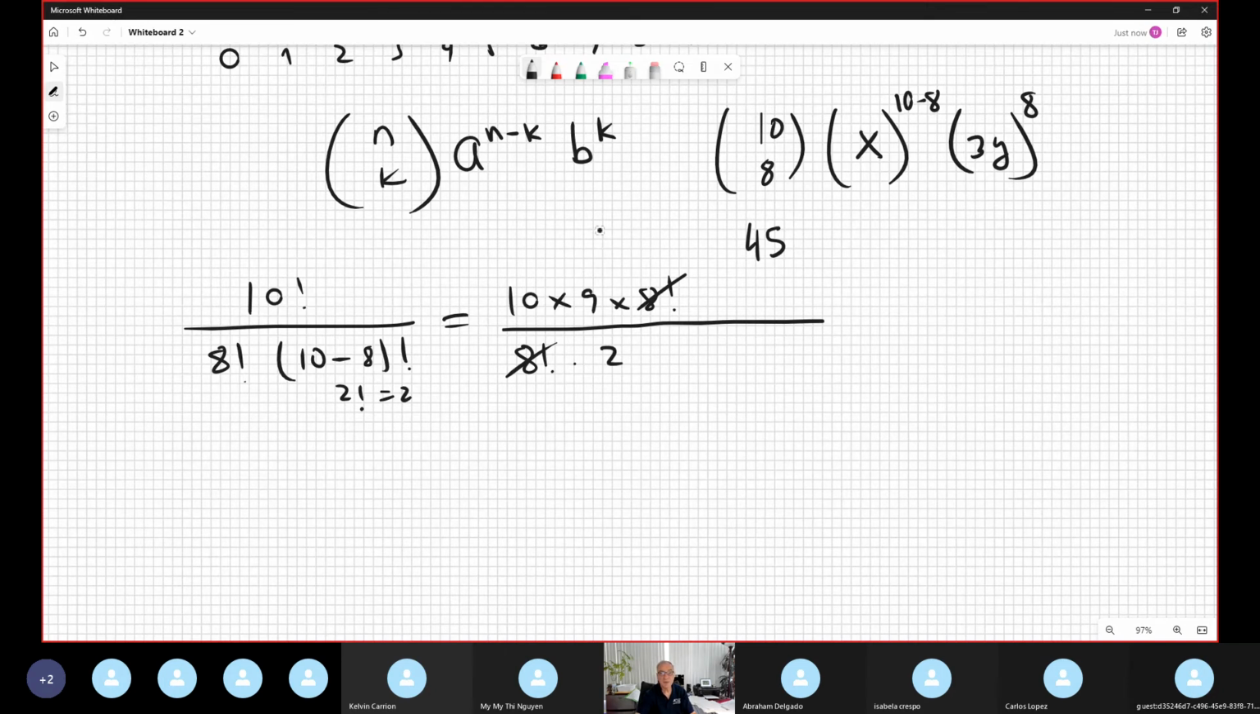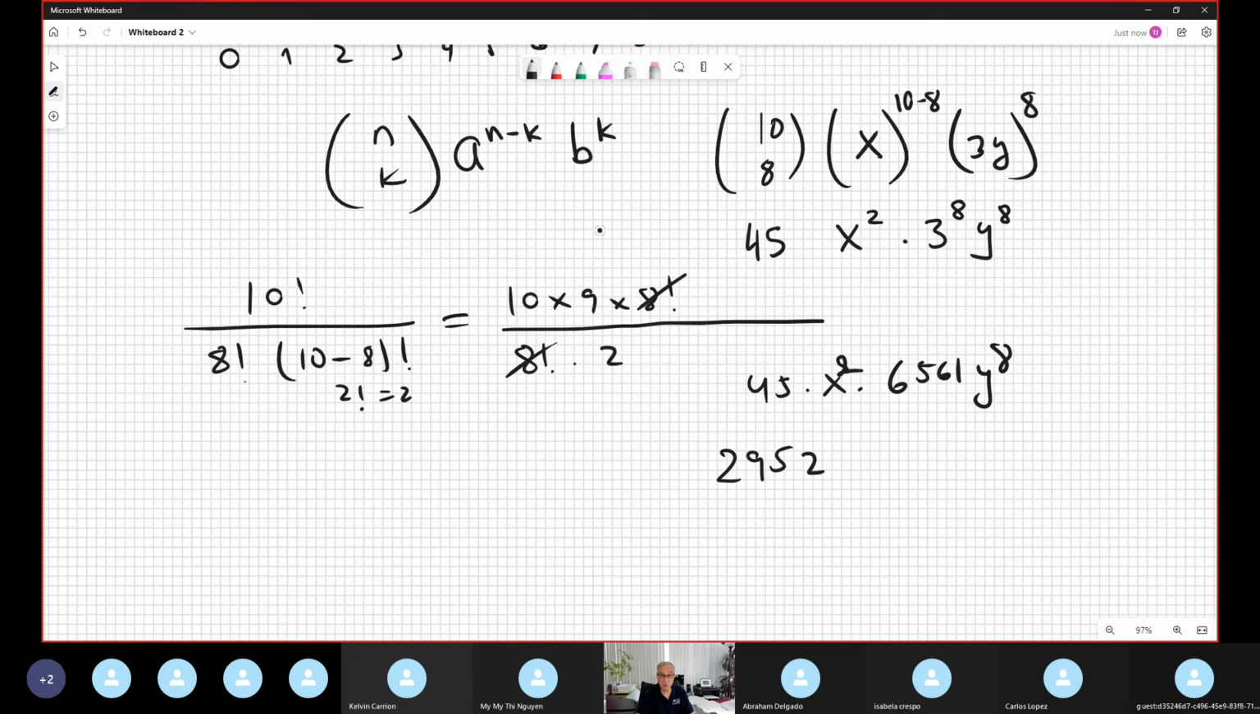Boom, 45. And x to the something is squared because 10 minus 8 is 2. And this is 3 to the 8th power, y to the 8th power. I put 3 to the 8th in my calculator: 45 times x squared times 6,561 y to the 8th. Multiplying these two, it's 295,245 x squared y to the 8th. Boom. Final answer. Any question?